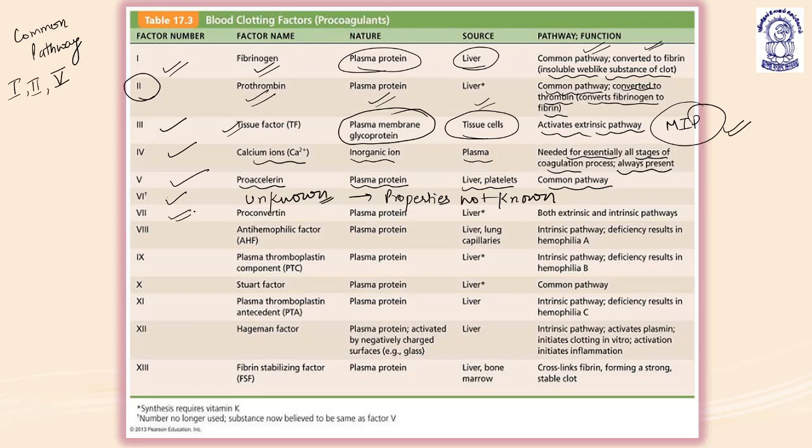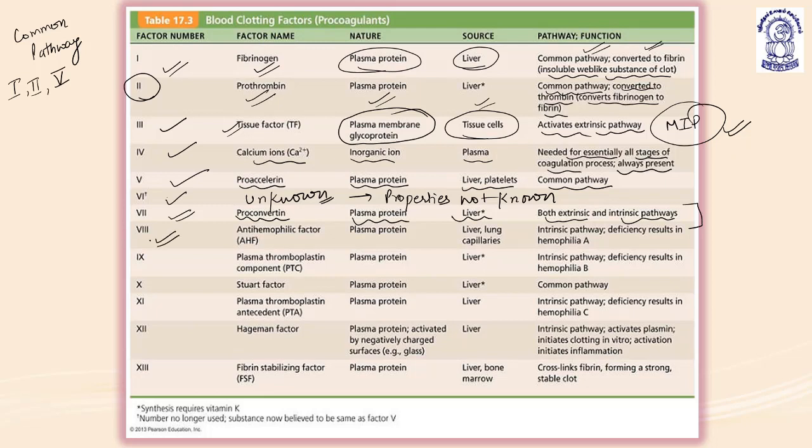Then factor number seven, proconvertin, which is a plasma protein from liver, in both the extrinsic and intrinsic pathway. But the common pathway is something different. The common pathway is when the extrinsic and intrinsic pathways merge at a point. So proconvertin, factor number seven, is needed by both the extrinsic and intrinsic pathways.